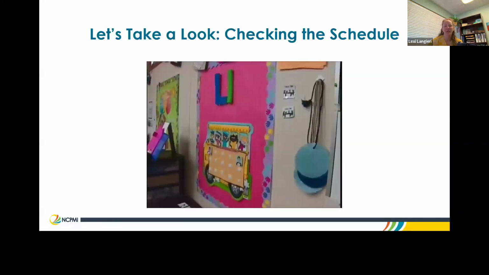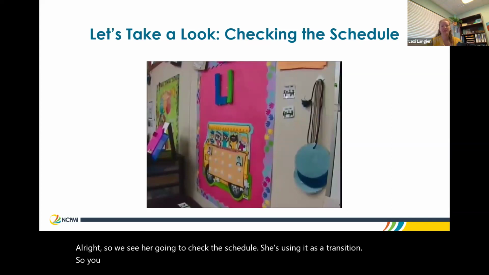All right, so we see her going to check the schedule. She's using it as a transition. So, this is a way of using supports to help the child, Michaela, use the schedule and transition.